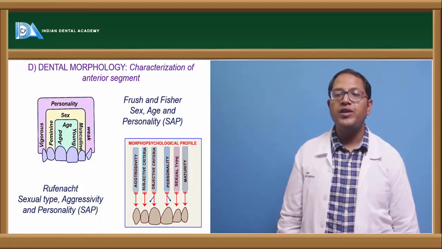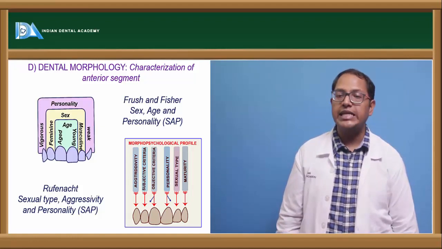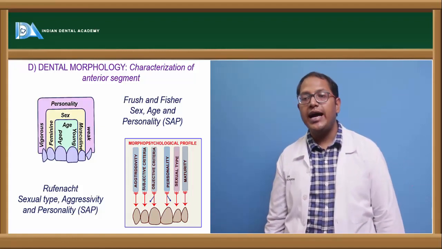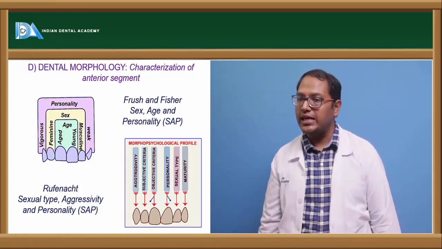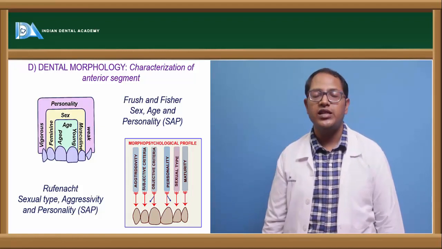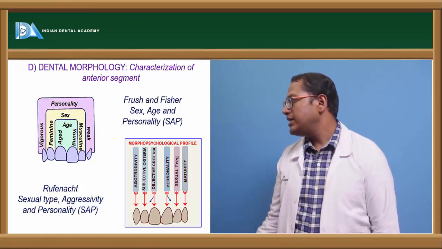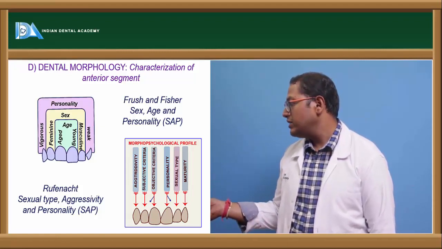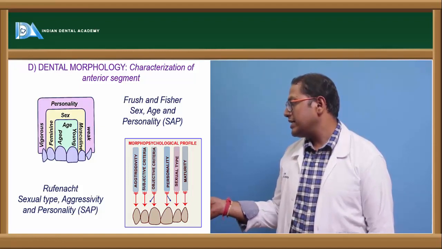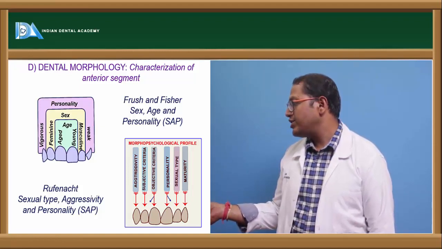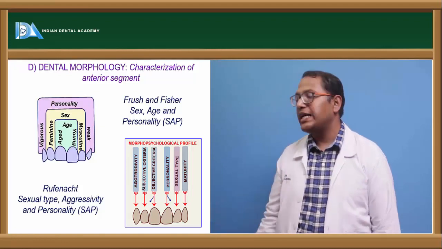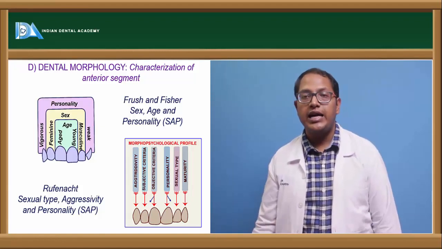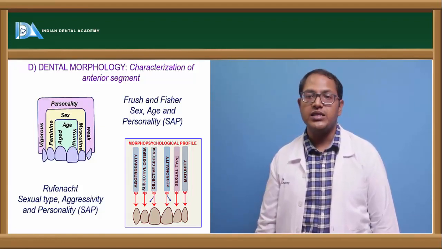Whereas, what did Ruffinick say? Ruffinick also gave us SAP, but that was not sex, age, personality; that was sexual type, aggressivity and personality. Ruffinick, in his book, did not follow SAP at all, but he spoke about every tooth based on the sexual type, like personality. Objective criteria and subjective criteria were taken into consideration, and he said morpho-psychologic profile rather than going ahead with the sexual, age and personality factors.